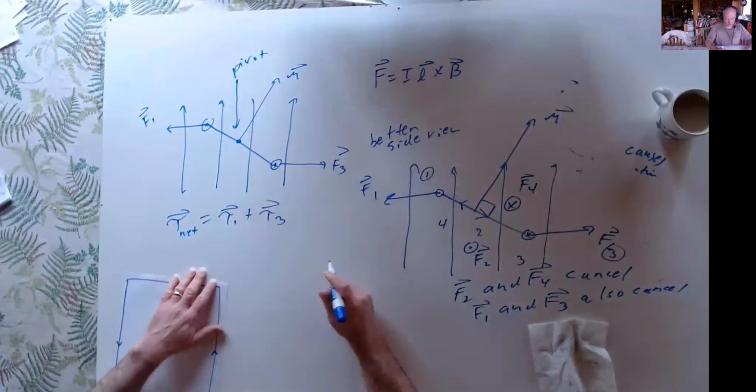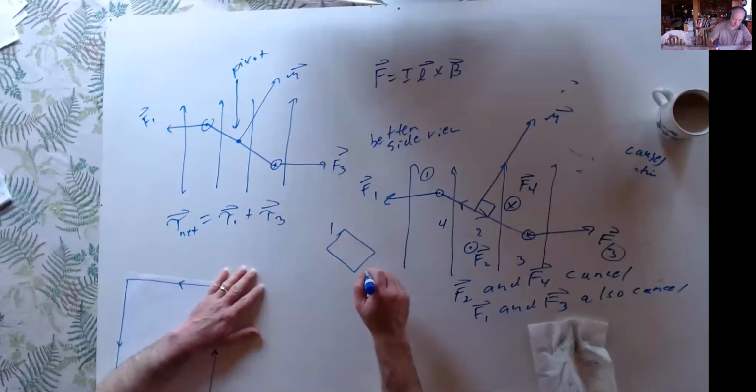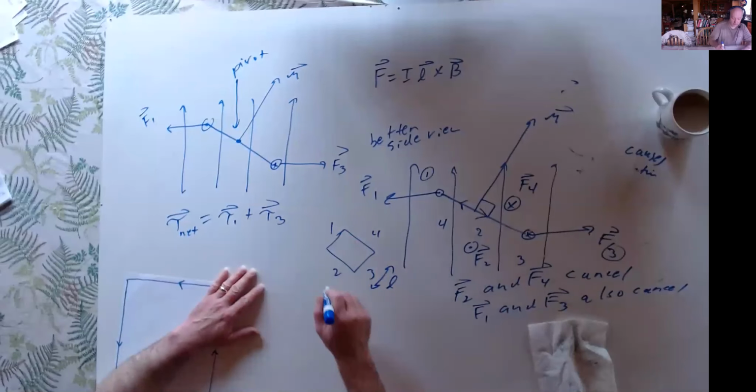So I need some dimensions here. And so what I'm going to say with that, here's my loop here. If this is side 1, 3, 2, and 4, I'm going to say that this length here is L, and this length here is W. Okay.